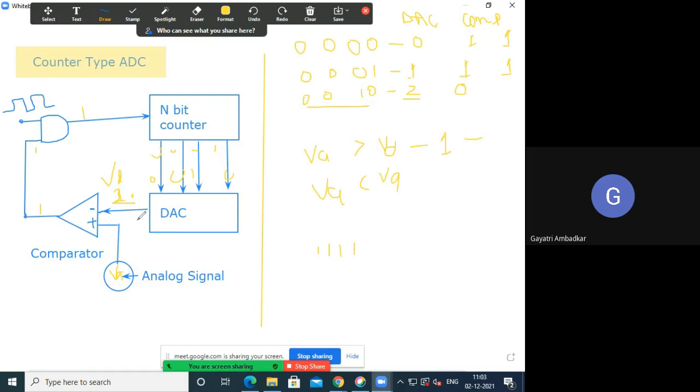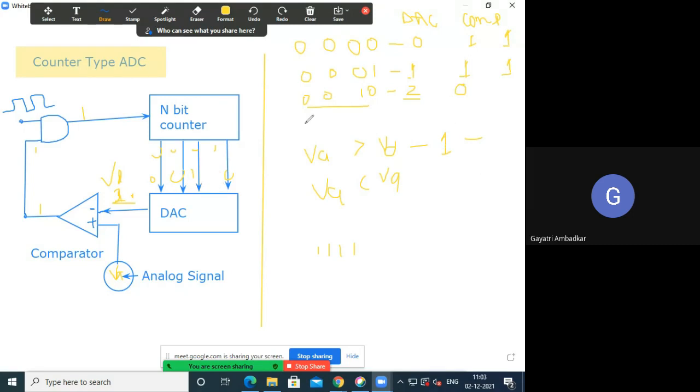2 volt आलाय. So the equivalent of this analog signal at that instant will be output of a n bit counter. n bit counter च्या आउटपुटला ज्या बिट्स आहेत 0 0 1 0, so this analog signal is converted into digital form. जोपर्यंत ही प्रोसेस रिपीट होते, moment these two signal will become equal or the output of DAC will become greater, then this AND gate will be disabled, and at that time the analog voltage will be equivalent to whatever is there at the output of n bit counter.